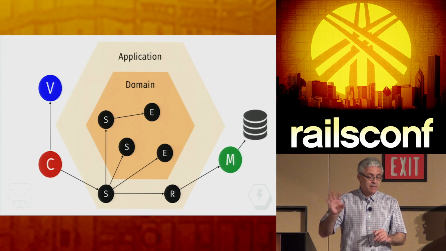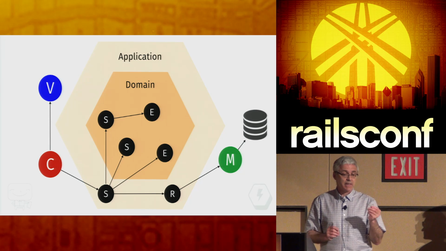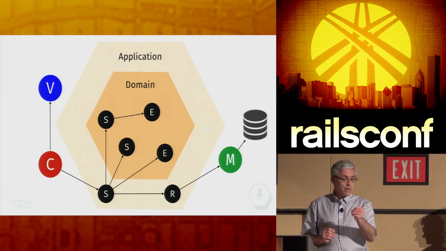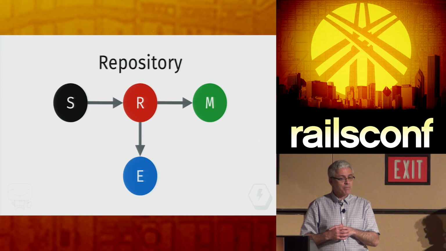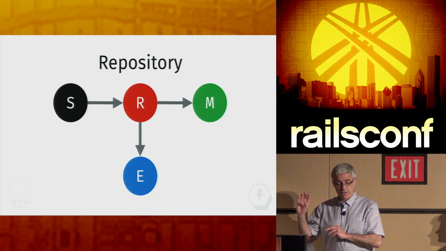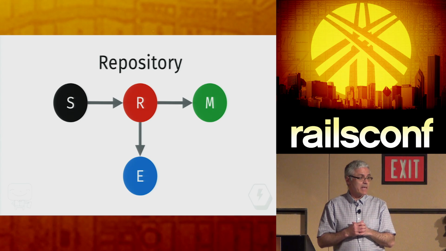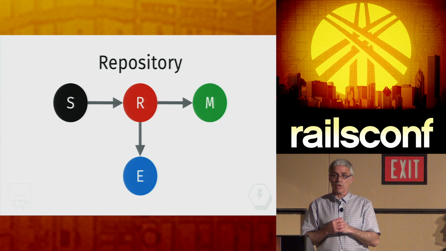And the key part that we haven't talked about, which I'm finding the most difficult part in this, is the repository, which is the R in the bottom right-hand corner. Its job is to talk to the active record model, which is in the green, and create an entity object, which is the blue object. And how does that actually work?